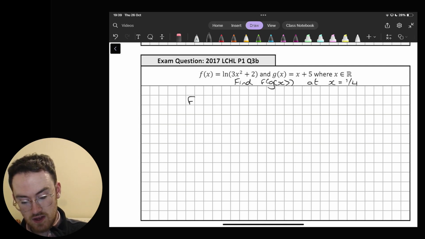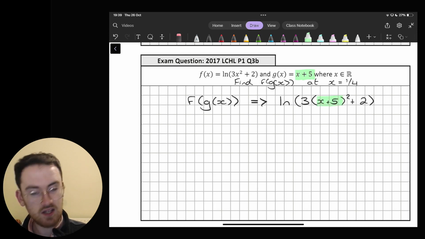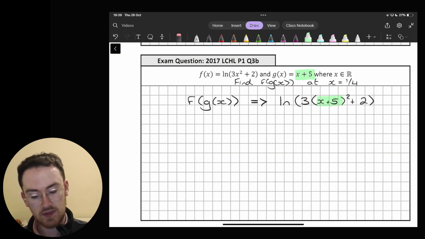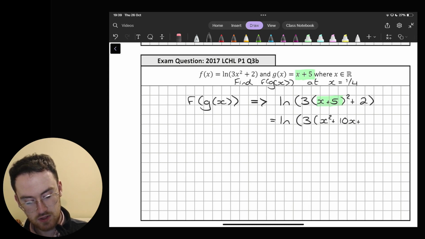So f of g of x. We should know that that means I take my function f, and instead of x in that function, I'm going to sub in g. Instead of x, I'm going to sub in g, this x plus 5 squared. And now we're going to evaluate that. Okay, we're going to expand my bracket. So x squared plus 10x plus 25 plus 2.